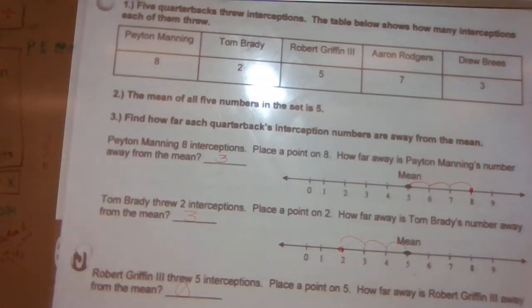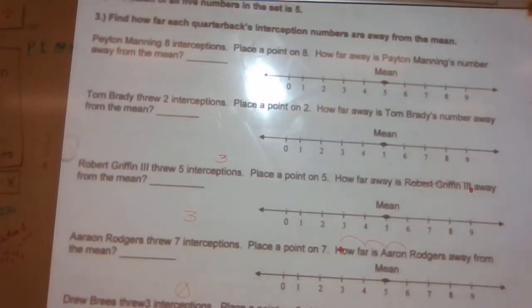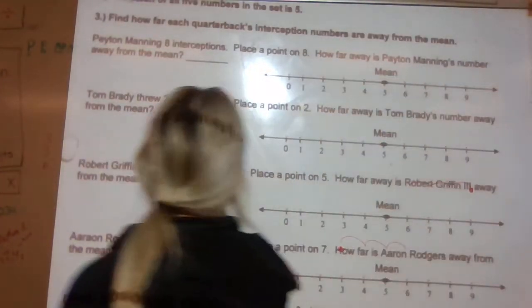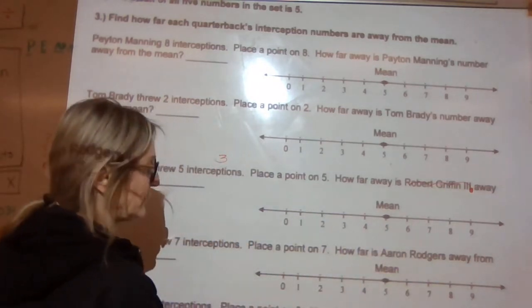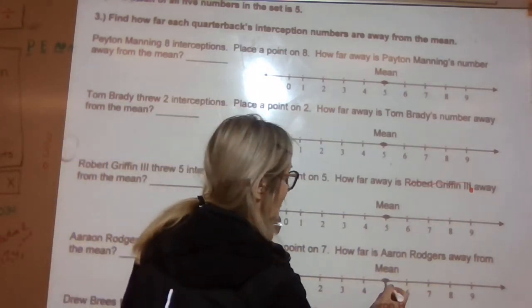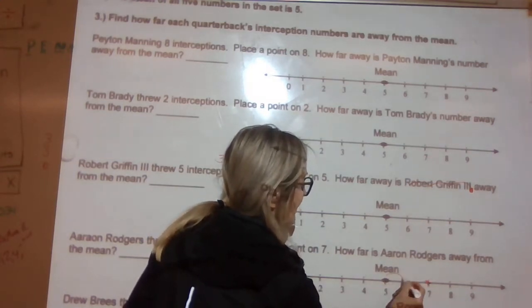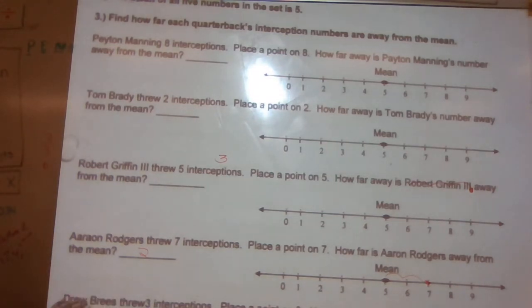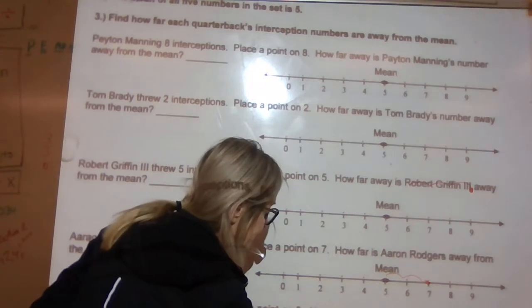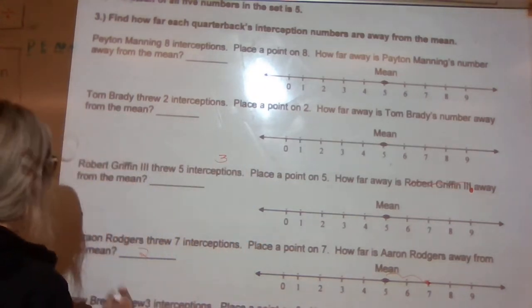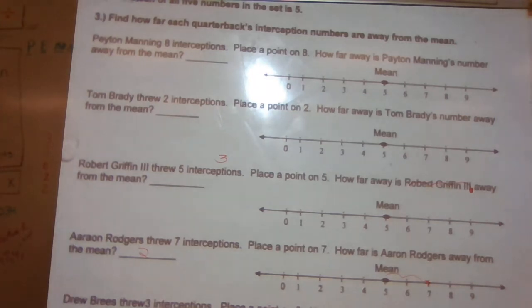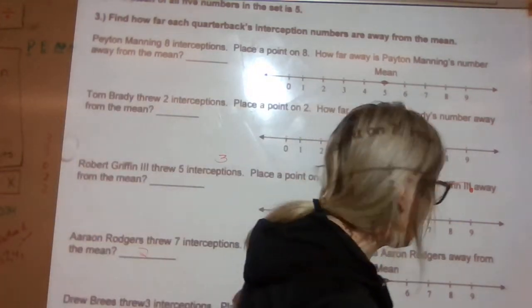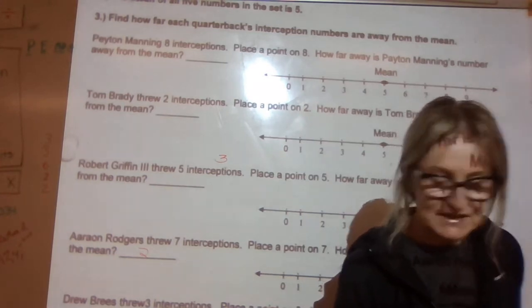Let's take a look at the last 2. So Aaron Rodgers threw 7 interceptions that year. Again, there is the mean plotted on there for us. So I'll plot 7. And you can see that he is 2 away. And Drew Brees threw 3. So he is also 2 away. And again, direction doesn't matter. It's just absolute value, the distance. Okay? So now we have how far away each of them is from the mean.